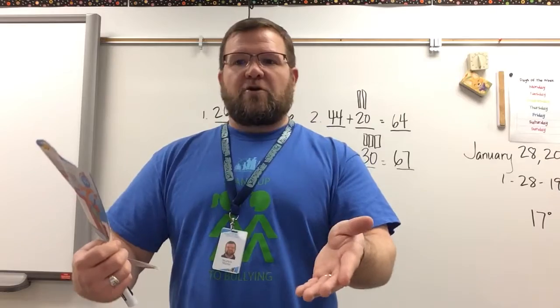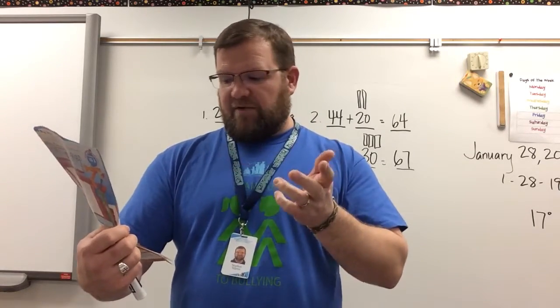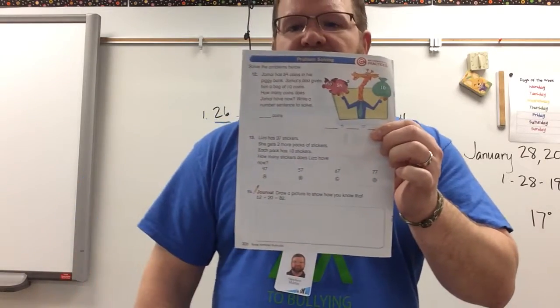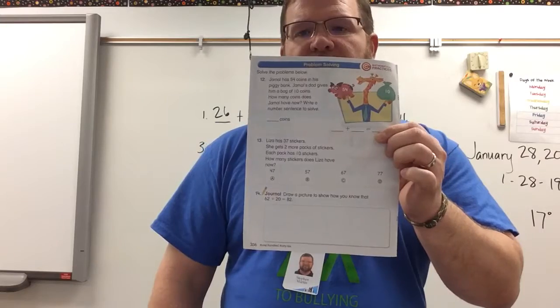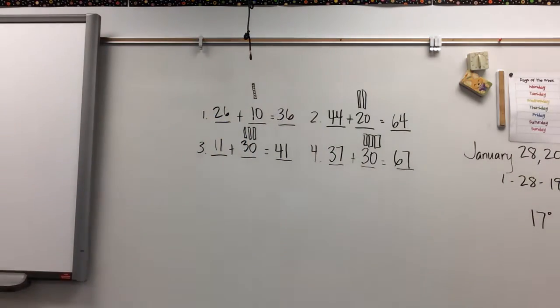You have to figure out how many stickers she got all together, the 2 new packages, and then you have to add that to 37. So, find the correct number down here that says how many stickers she has all together and color in the circle underneath it. Very good. Now, let's look at our next page.